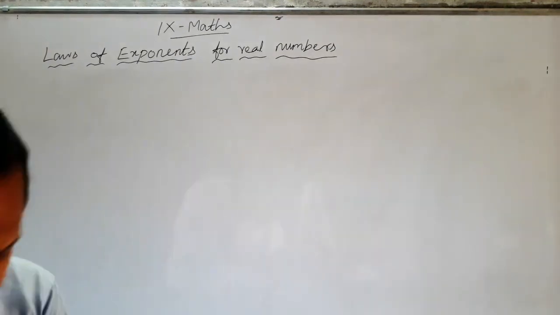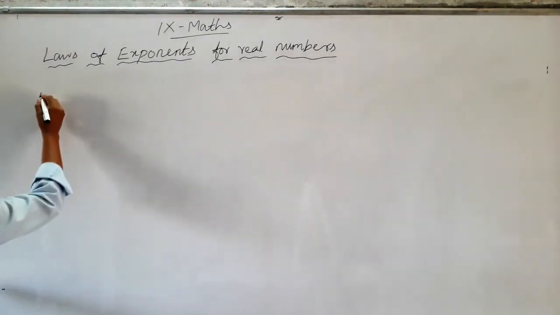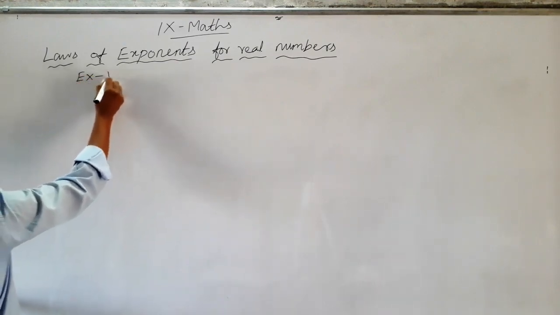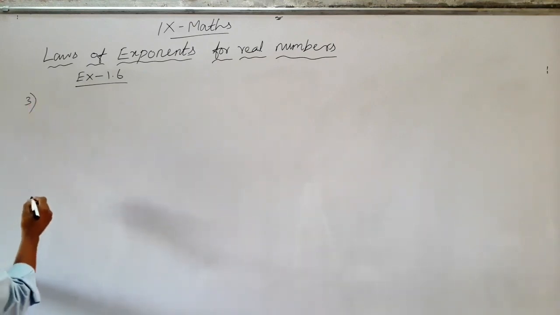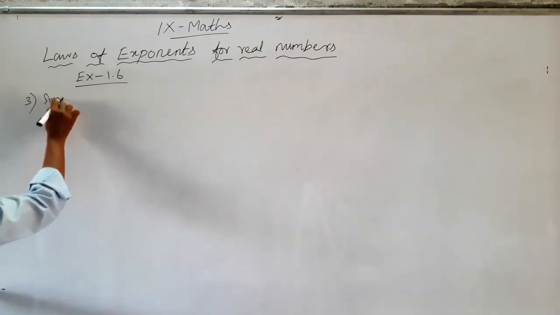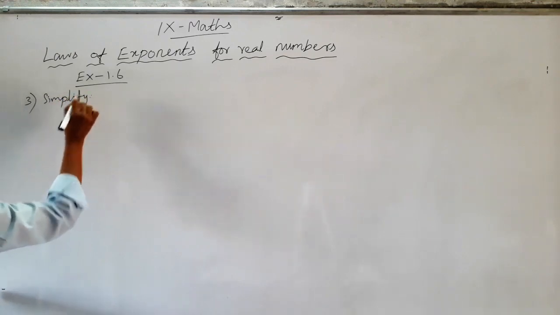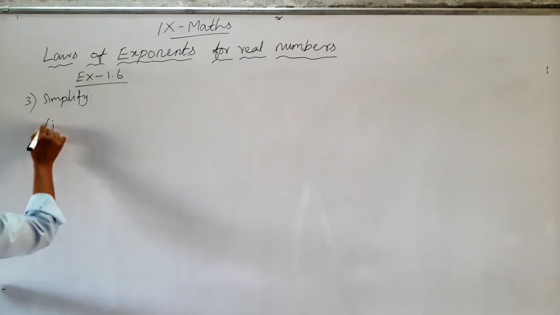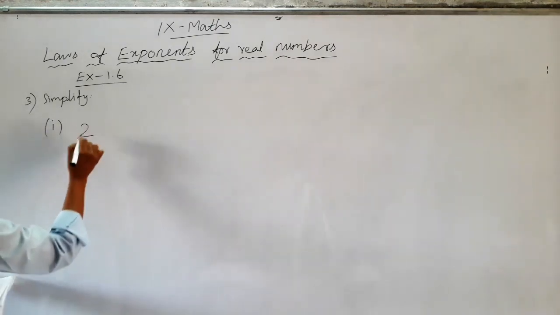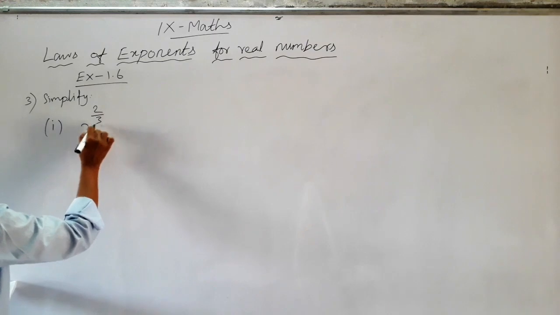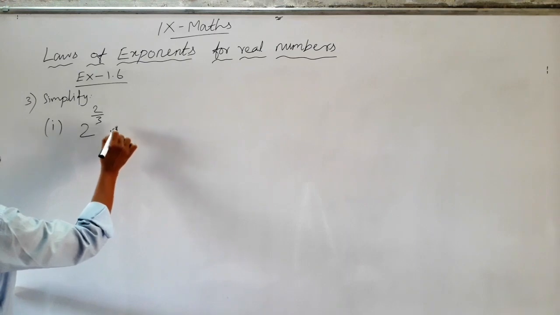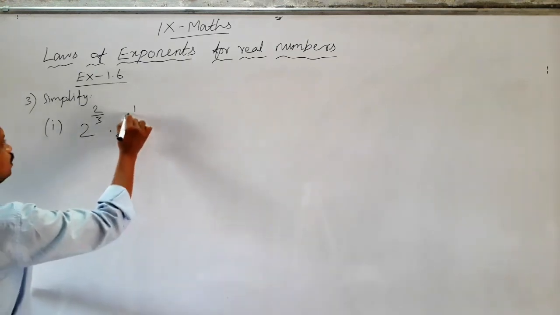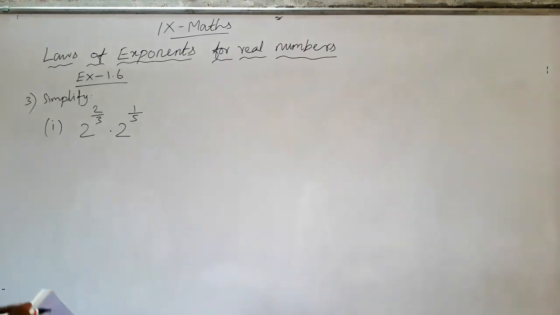Now coming to the third question. Third one, simplify. So you have to simplify. Like one question, the first option, 2 to the power 2 by 3 into 2 power 1 by 5. So this dot represents multiplication. Okay.